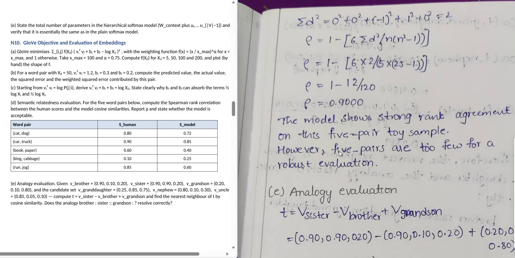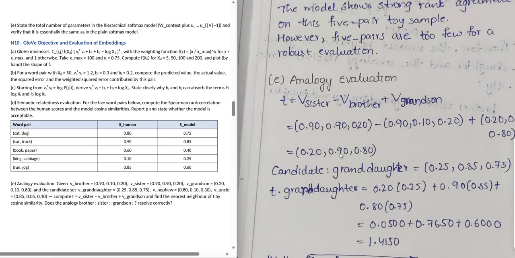Sigma of d squared is equal to 2. Thus n is equal to 5. So the model has a strong rank agreement with the human scores for this small example.